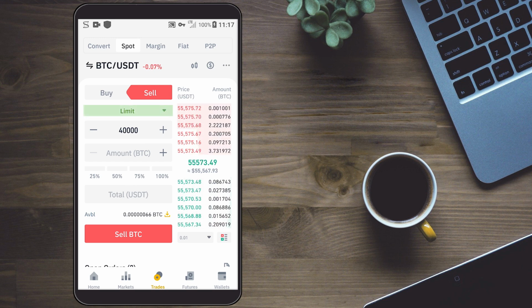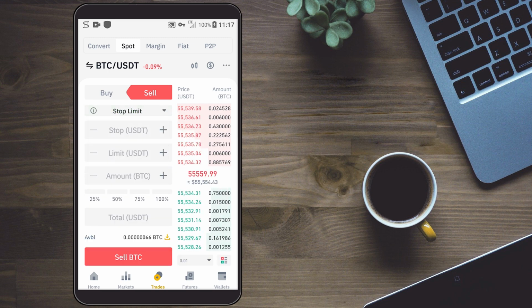Now let's see what a stop limit order is. A stop limit order is a kind of limit order, but here we have another setting that is called the stop price, and it actually triggers the limit order. So here you set the stop price and then the limit price, and when the price reaches the stop price, your limit order becomes active and goes to the order book. The main usage of a stop limit order is for managing risk, setting a stop loss order.